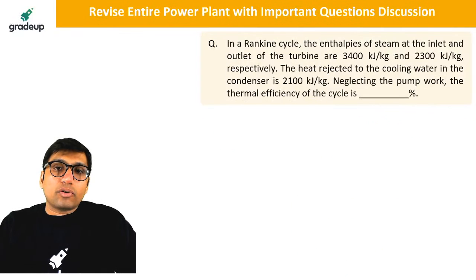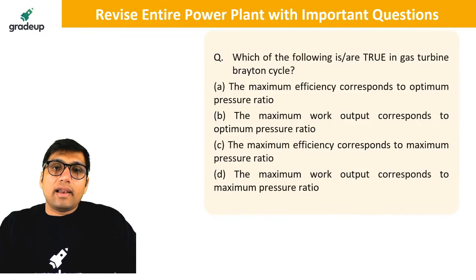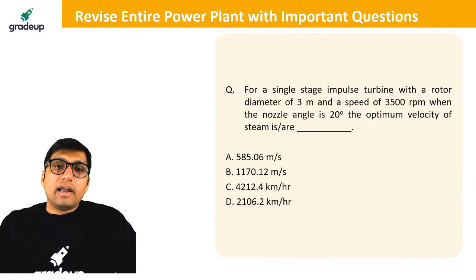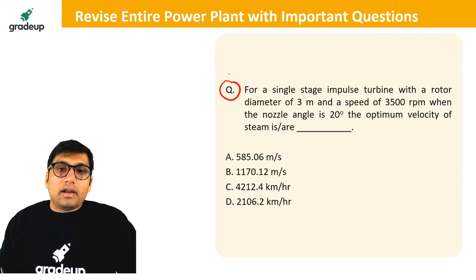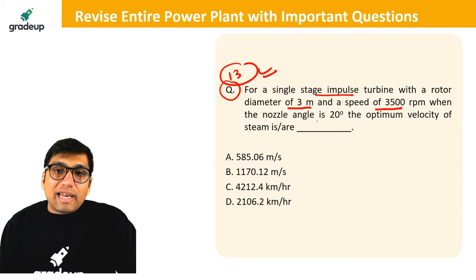Now the next questions you can solve by yourself: question number 9, 10, 11, 12, 13. Question number 13 is important. I will tell you the solution for this question. For a single stage impulse turbine with a rotor diameter of 3 meter and speed of 3500 RPM, when the nozzle angle is 20 degrees, find the optimum velocity of the steam.